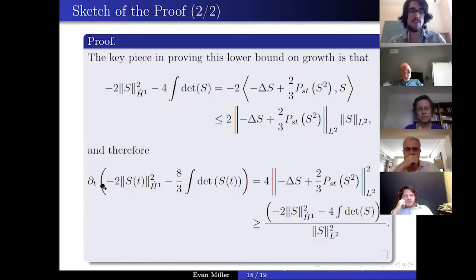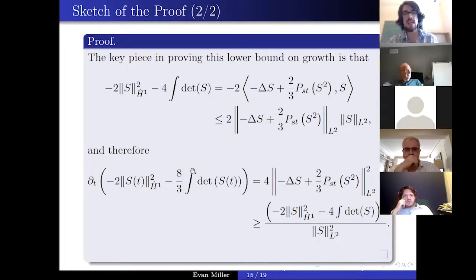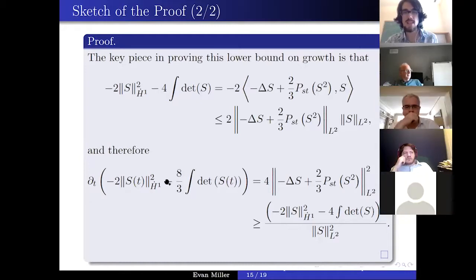The other fact is that if we take the derivative in time of minus 2 the H1 norm squared minus 8/3 the integral of the determinant of S, we get 4 times the L2 norm squared of minus Laplace S plus 2/3 the projection of S squared. And that's where this 8/3 is coming from: we want the derivative of this quantity to be positive. If we pick the constant out in front correctly, we can get minus Laplace S plus 2/3 S squared inner product with itself. So the constant 8/3 is chosen to make this work out.